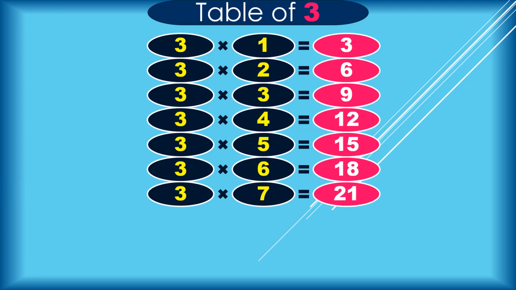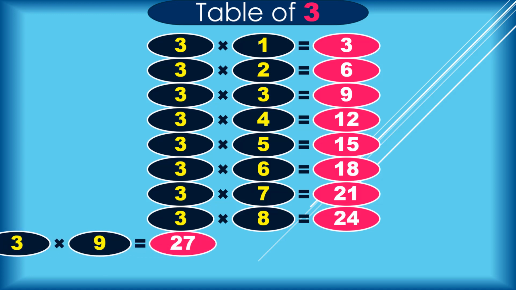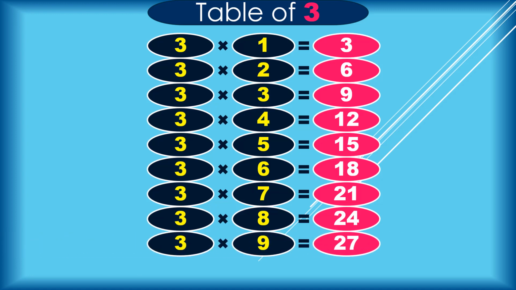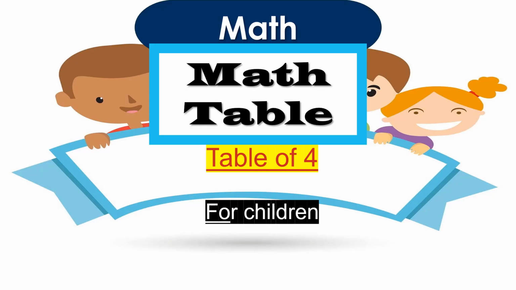3 sevens are 21. 3 eights are 24. 3 nines are 27. 3 tens are 30. Now we will learn the table of 4.